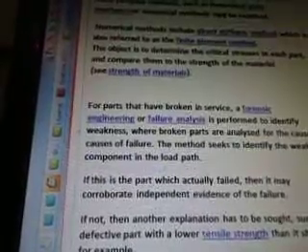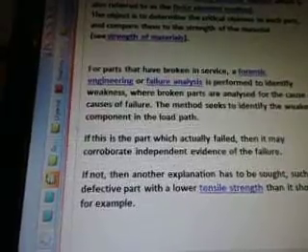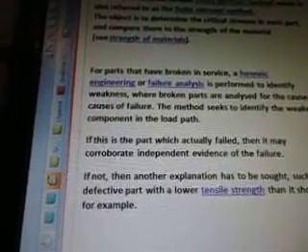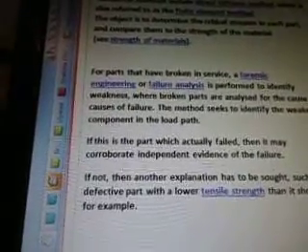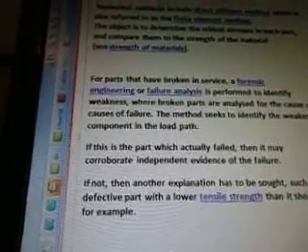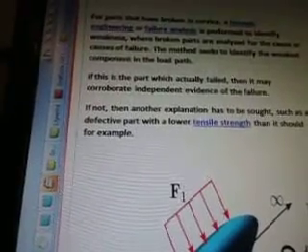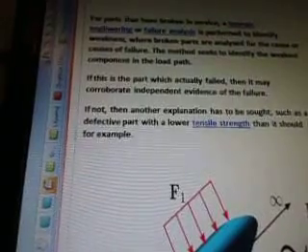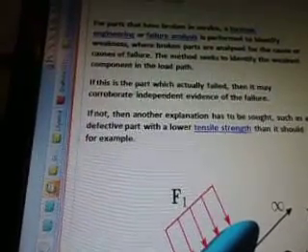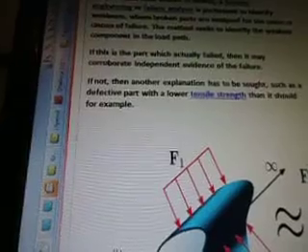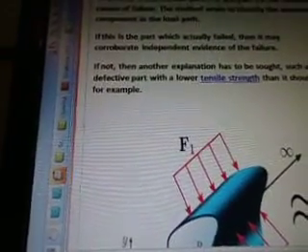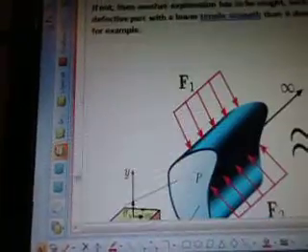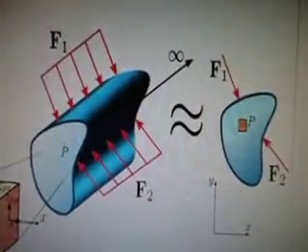The object is to determine the critical stresses in each part and compare them to the strength of the material. See strength of materials. For parts that have broken in service, a forensic engineering or failure analysis is performed to identify weakness, where broken parts are analyzed for the cause or causes of failure. The method seeks to identify the weakest component in the load path. If this is the part which actually failed, then it may corroborate independent evidence of the failure. If not, then another explanation has to be sought, such as a defective part with a lower tensile strength than it should, for example. So here's another graph here.